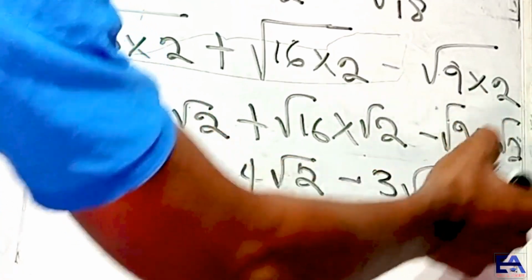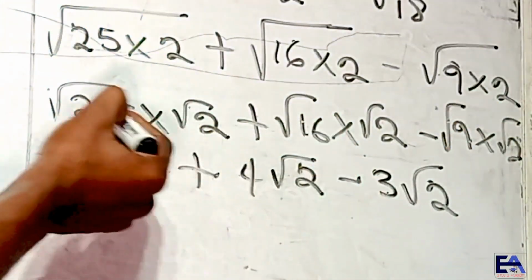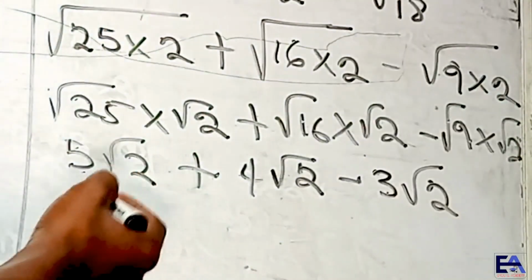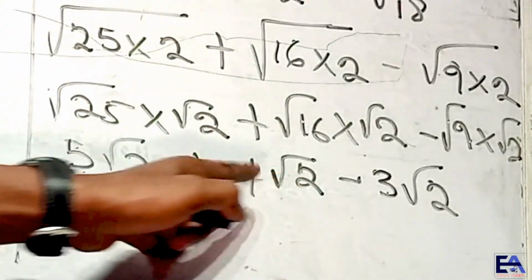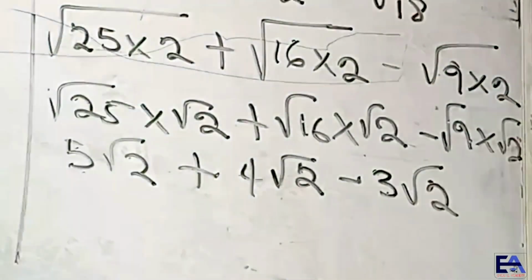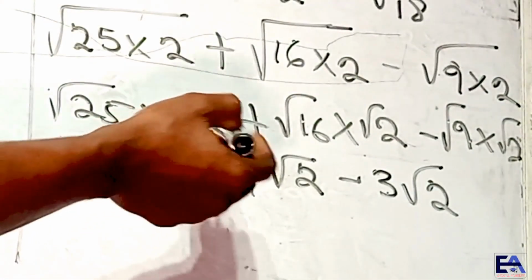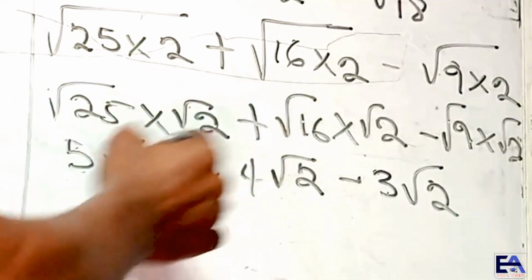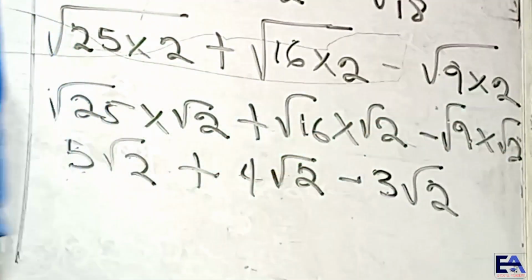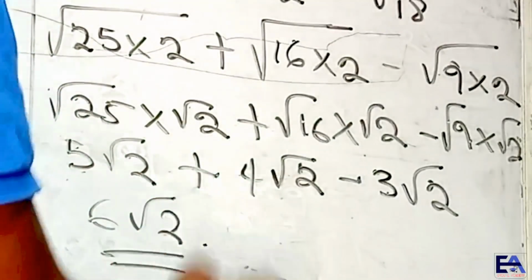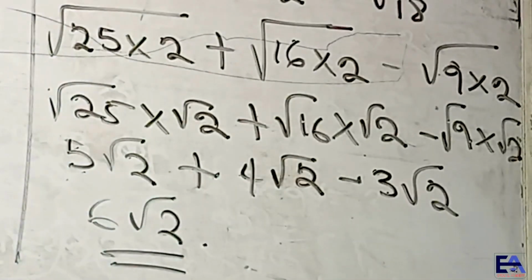That's the square root of 9 is 3, square root of 16 is 4, square root of 25 is 5. Then with it root 2. So we have 5 root 2 plus 4 root 2. Since they're all identical, you can just carry out the addition or subtraction. So we have 5 plus 4, that's 9. 9 root 2 minus 3 root 2. So that gives you 6 root 2. And that is that for that, okay?